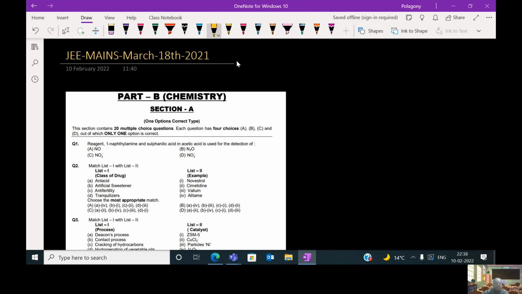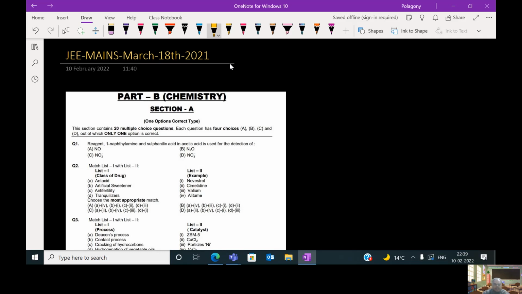Dear students, I have come up with the JEE-Mains chemistry question paper, which was held on March 18th, 2021, first shift for PCM. I would like to give the solutions for the chemistry portion. This section contains 20 multiple choice questions. Each question has 4 options, and out of the 4 options, we should opt only one option.